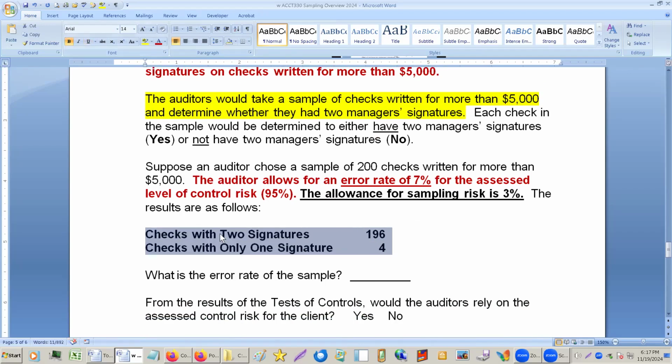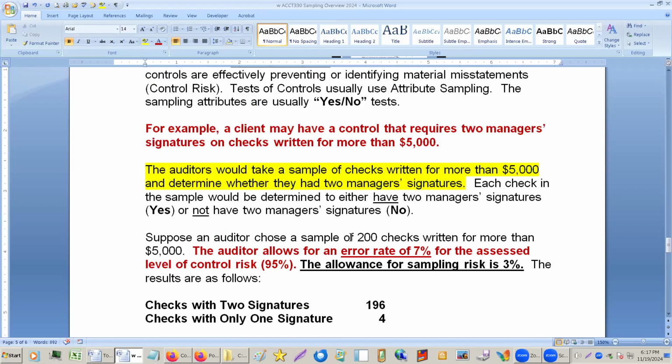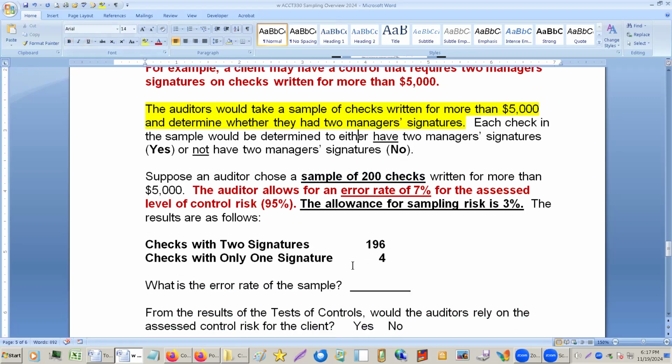Okay, so we go and we take our test. Here are the checks we get. We wrote 200 checks. This is a sample of 200 checks; there may have been more written. We get the checks back: checks with two signatures, 196, and checks with only one signature, 4. So what is the error rate in our sample? We had 200 checks and 4 of them didn't have two signatures like they were supposed to.